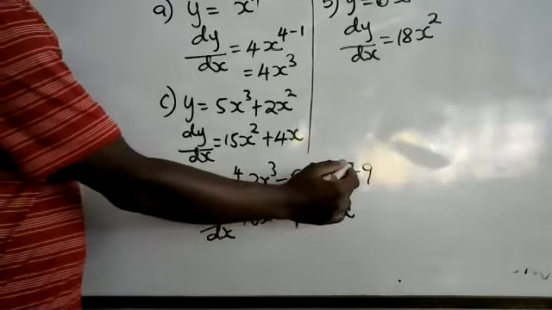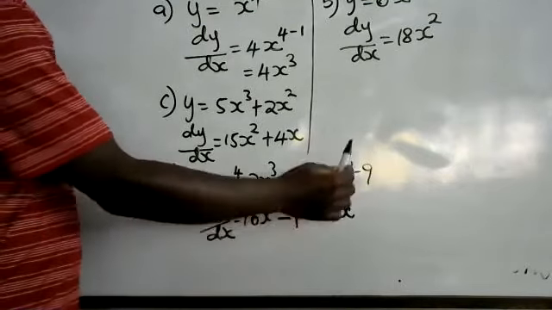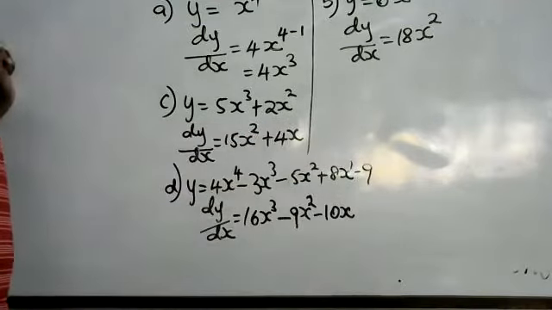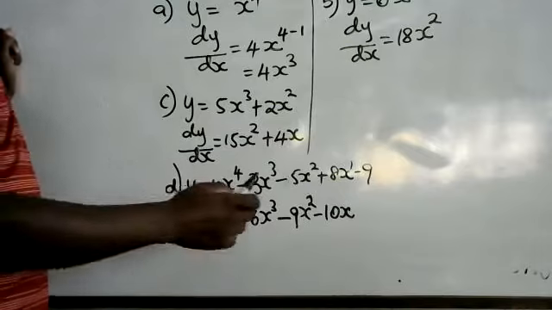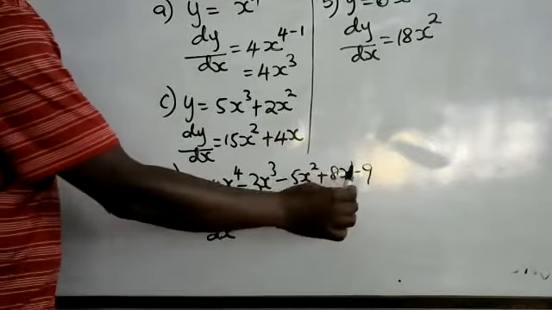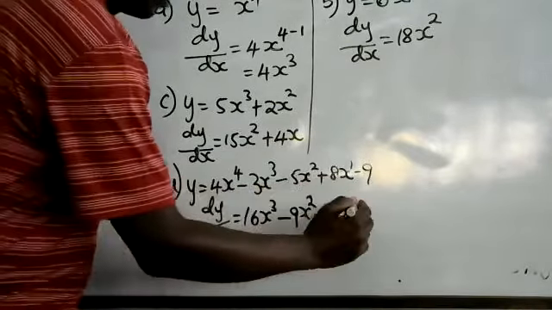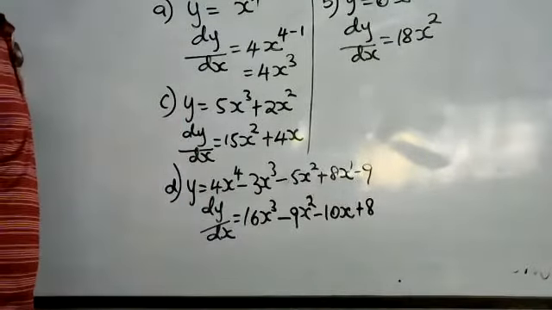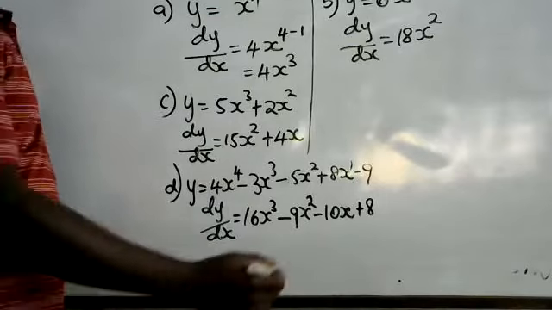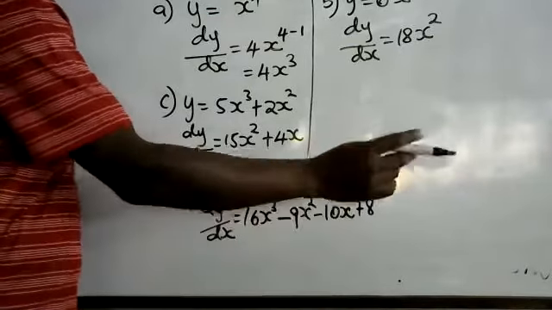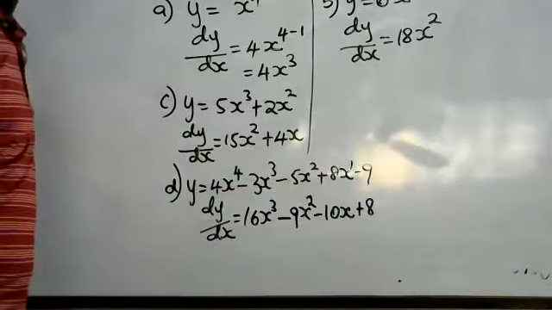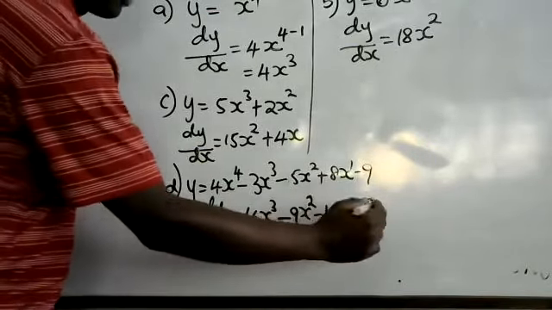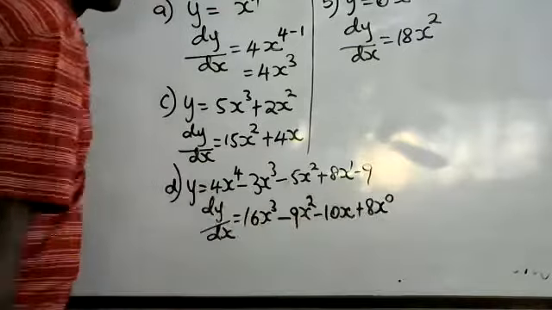Remember, when we have anything like 10x, it is actually power 1. Only that we don't indicate that 1 because it has no effect. So there is a power 1 that is not indicated. 1 times 8 is going to be 8. And then this power 1 minus 1, 1 minus 1 is 0. So we are going to have x raised to power 0 here.